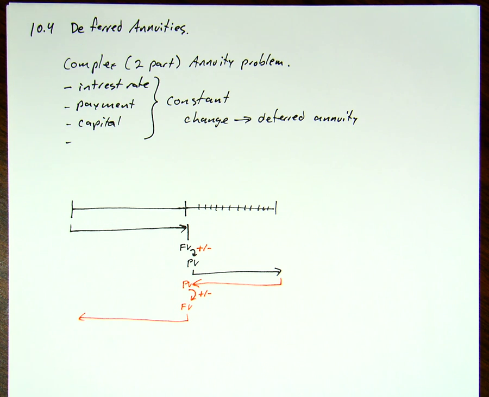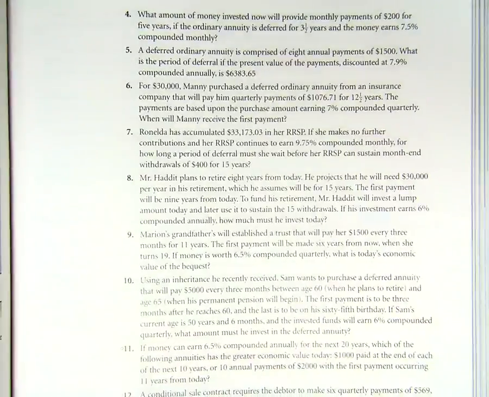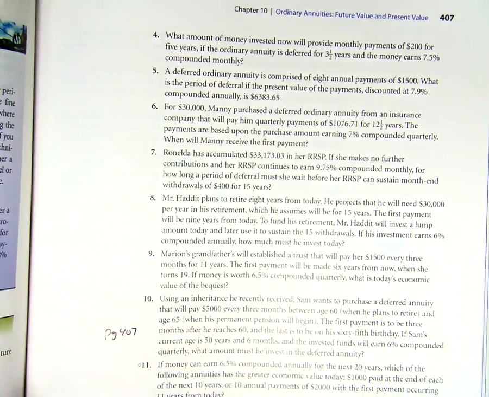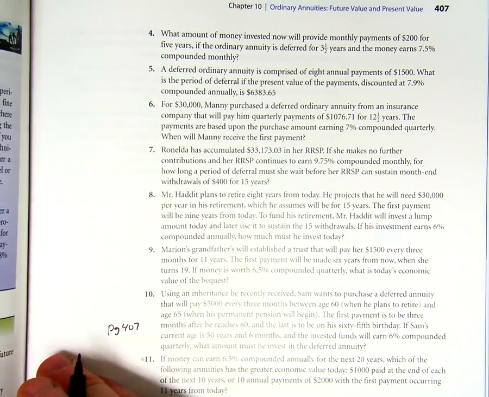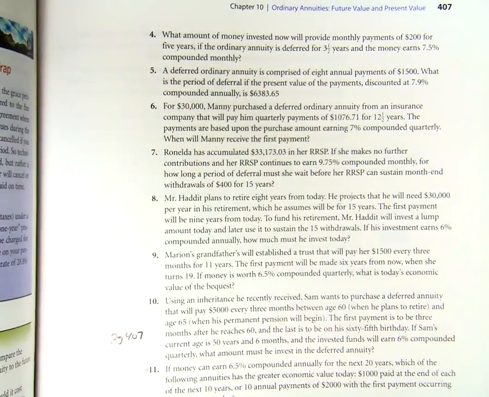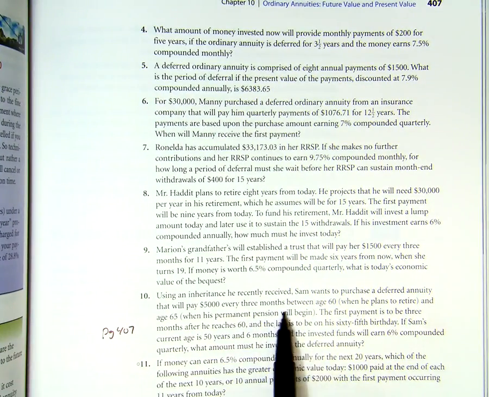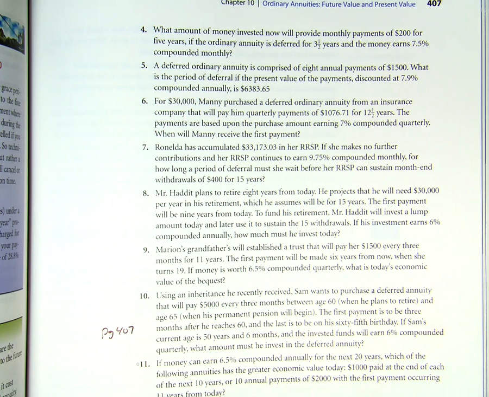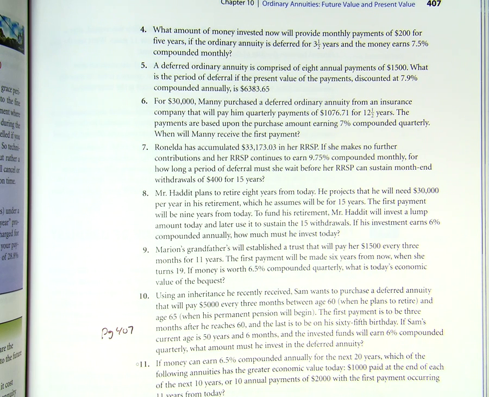Starting up, we're going to take a look at question 10 on page 407. It says, using inheritance he recently received, Sam wants to purchase a deferred annuity that will pay $5,000 every 3 months between age 60, when he plans to retire, and age 65, when his permanent pension will begin. The first payment is to be 3 months after he reaches 60, and the last on his 65th birthday. Sam's current age is 50 and 6 months, and the invested funds will earn 6% compounded quarterly. What amount was invested in the deferred annuity?